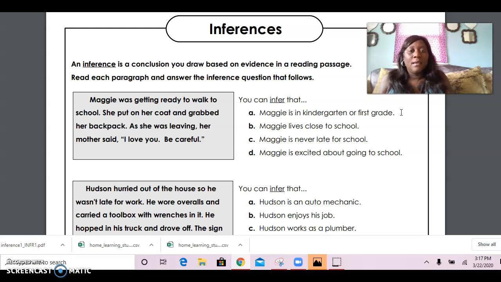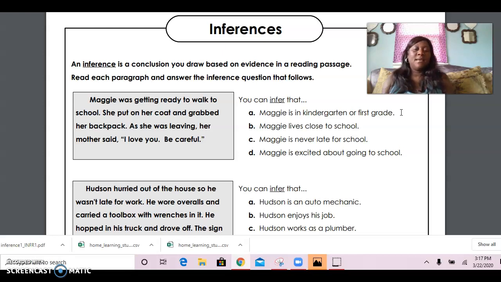Letter C, Maggie is never late for school. Checking back in my paragraph, I don't see anything about her being late or being early. I think they tried to trick me just there. So I'm going to slash letter C for trash.